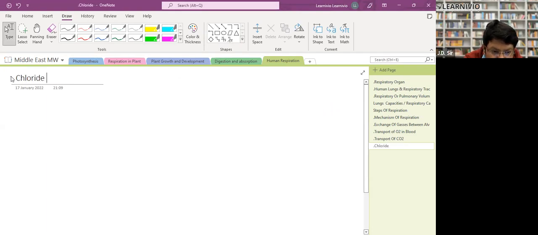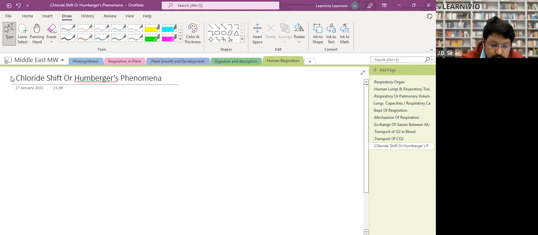Chloride shift, or the same phenomenon is known as Hamburger's phenomenon.